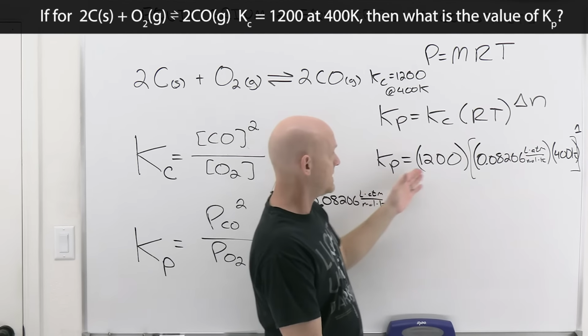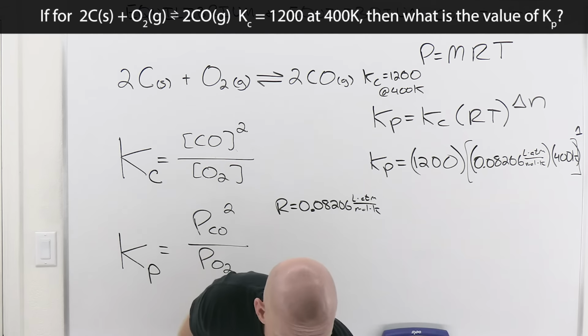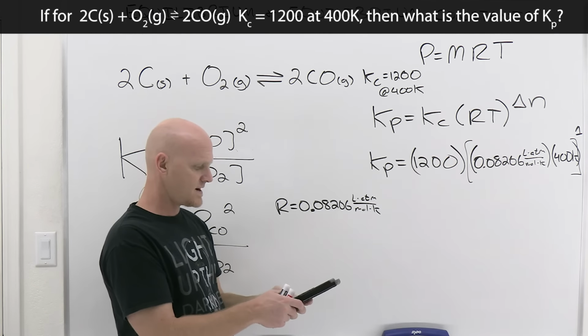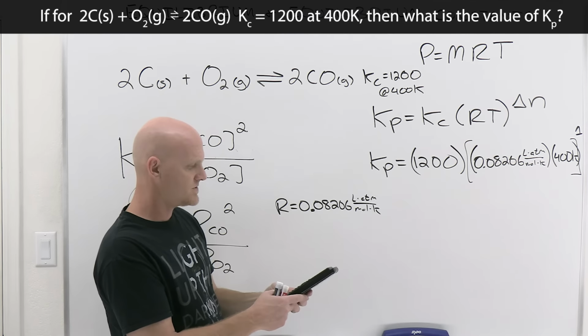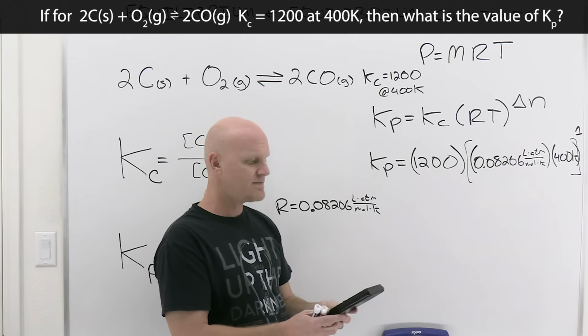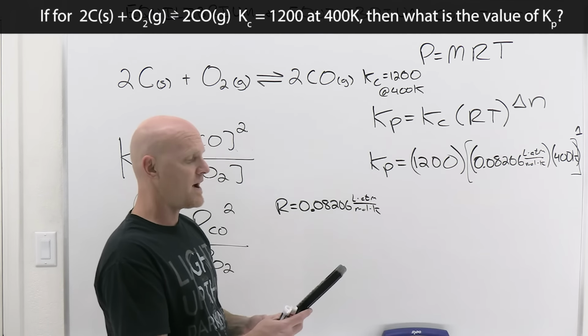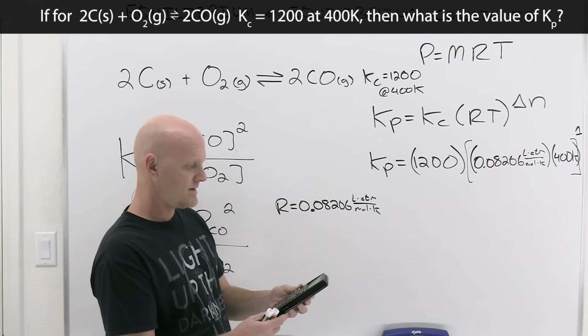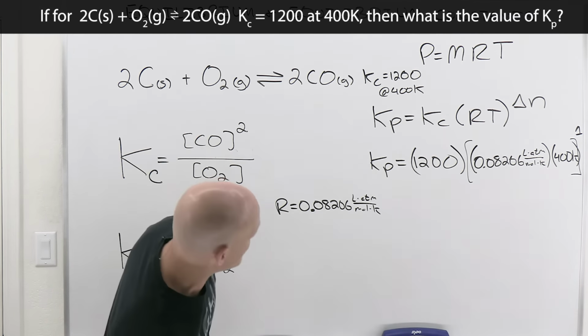All right, and from here, it's just plugging and chugging. So let's pull out our calculators. In this case, we're going to take 1200 times 0.08206 times 400. We don't have to square it or anything; it's just to the 1 power. And so we're going to end up with a Kp value of 39,388.8, and I'll probably just round that to a couple of sig figs and round it to 39,000.